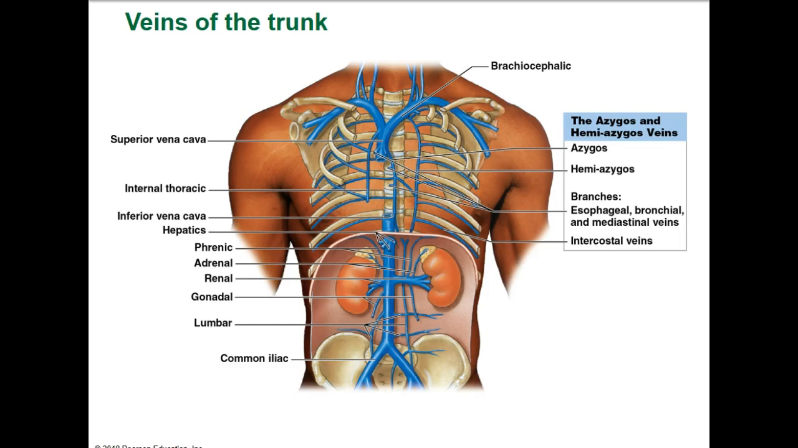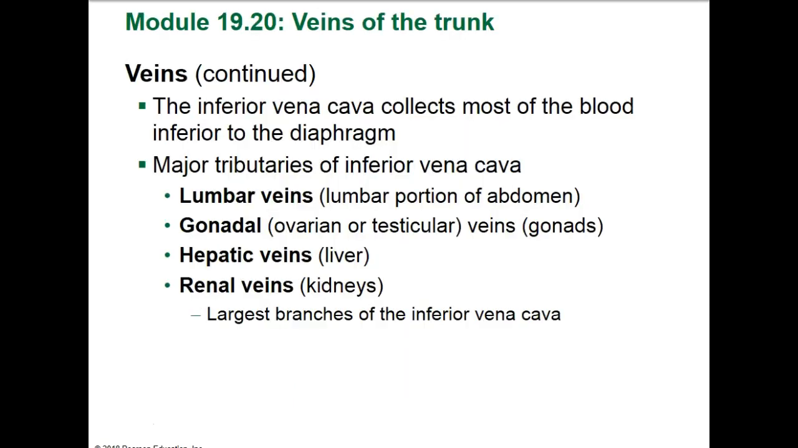Again, we're working our way backwards. The inferior vena cava collects most of the blood inferior to the diaphragm. The major tributaries of the inferior vena cava are the lumbar veins. This is the lumbar portion of the abdomen. The gonadal, again the ovarian or testicular.